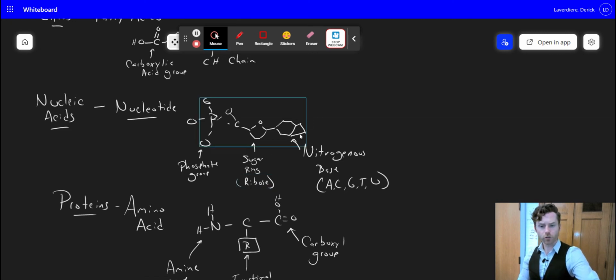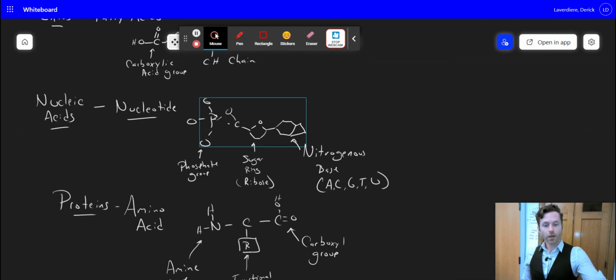And then there's this other group on the end here, and this is the nitrogenous base group. These are variable. Depending on what nucleotide you're looking at, you're going to have a different nitrogenous base. We have adenine, cytosine, guanine, thymine, and uracil. You probably recollect those from your past experiences in biology and dealing with DNA and RNA.